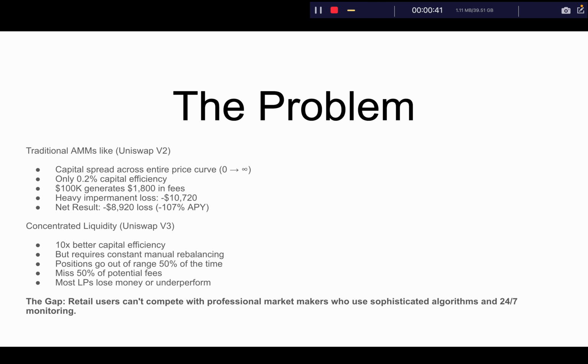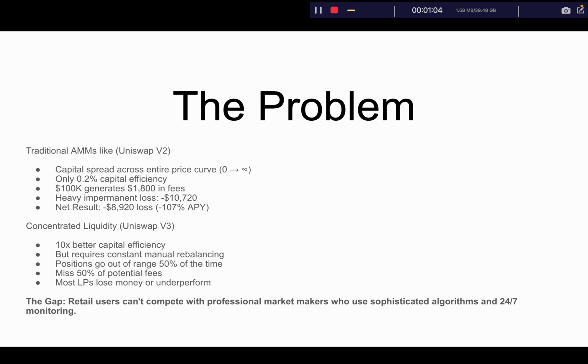There's also the risk of heavy and permanent loss, which is addressed in concentrated liquidity design market makers. With concentrated liquidity market makers, you can specify the price range that you stake your liquidity in. So there's 10 times better capital efficiency, but it requires monitoring of the price.